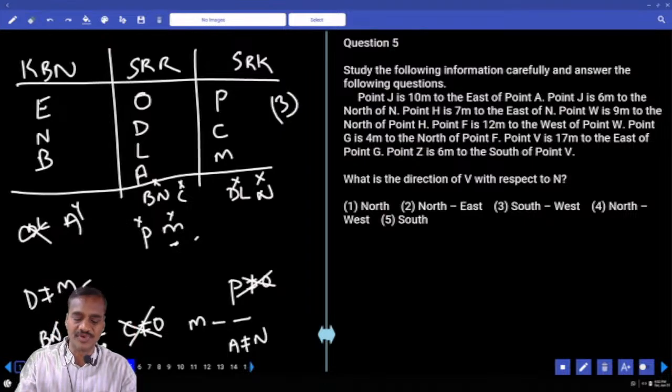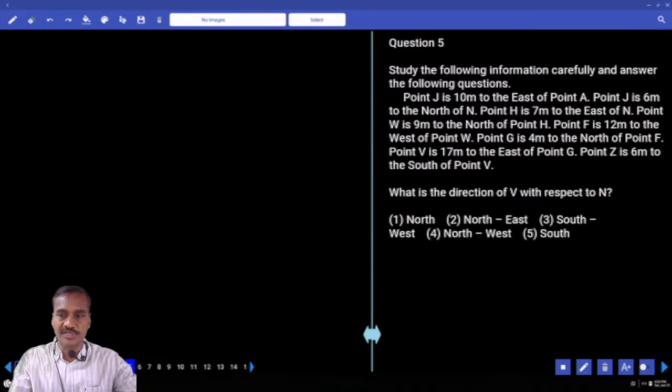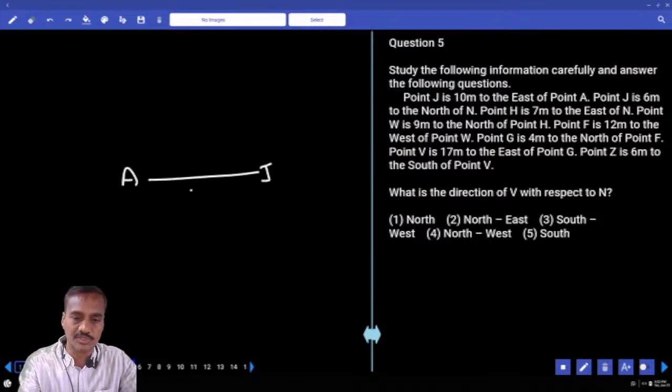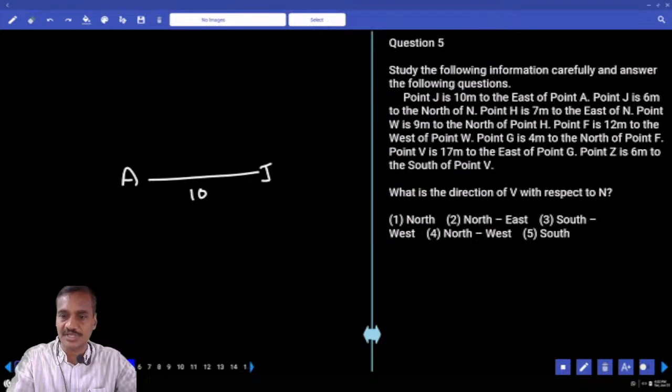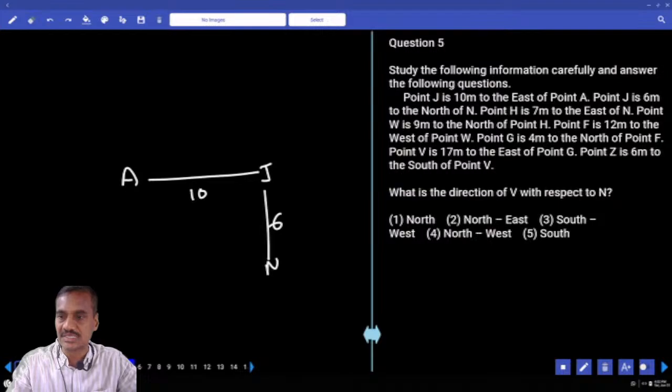Then coming back to 5 to 7. Now in this question numbers 5 to 7, directions. And J is 10 meters to the east of A. My A ikkada, J ikkada. Distance ఎంత ఉంది? 10 meters. J is 6 meters to the north of N. My N ki J ki distance ఎంత? 6 meters. And H is 7 meters to the east of N. Now H and N 7 meters to the east.